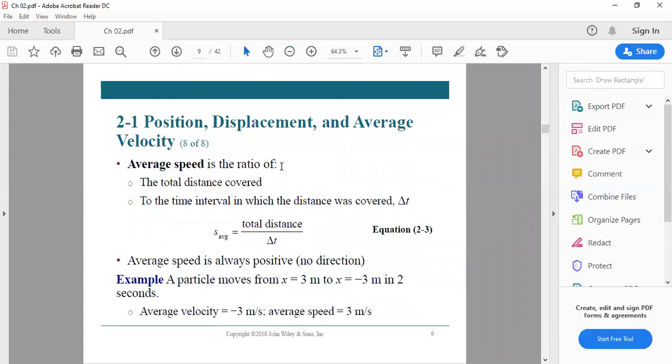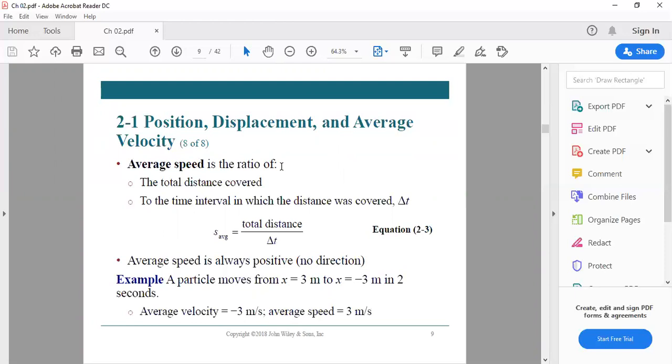So the average speed is going to be the ratio of the total distance covered to the time interval in which the distance was covered. Average speed is always positive because you're not running at a negative speed. That's not going to be considered possible.